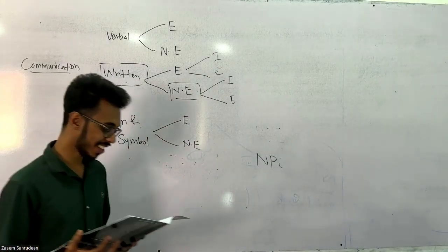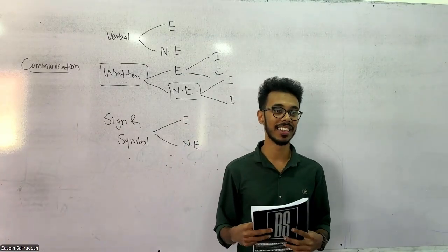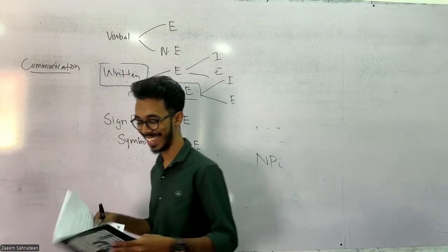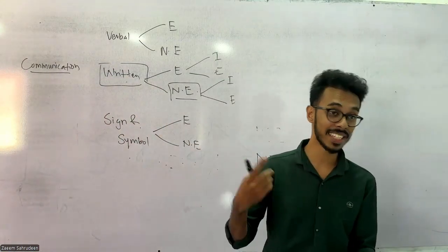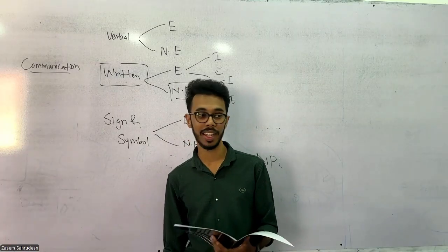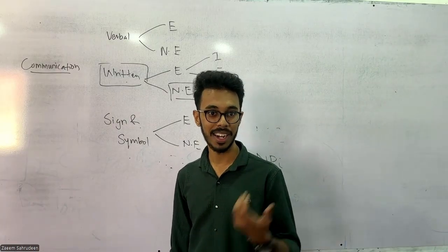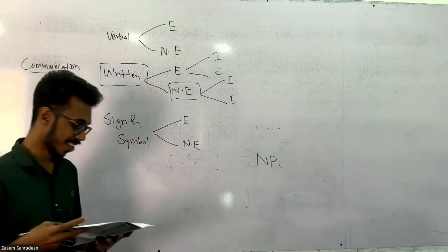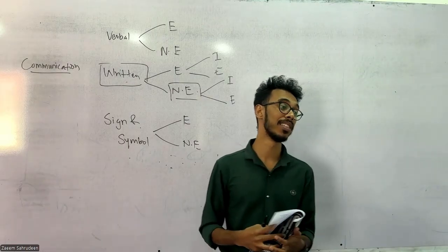So the disadvantages are language problems, right? Difficulty with verbally weak parties. So those things, right? Difficulties with verbal parties. No proof of transmission.